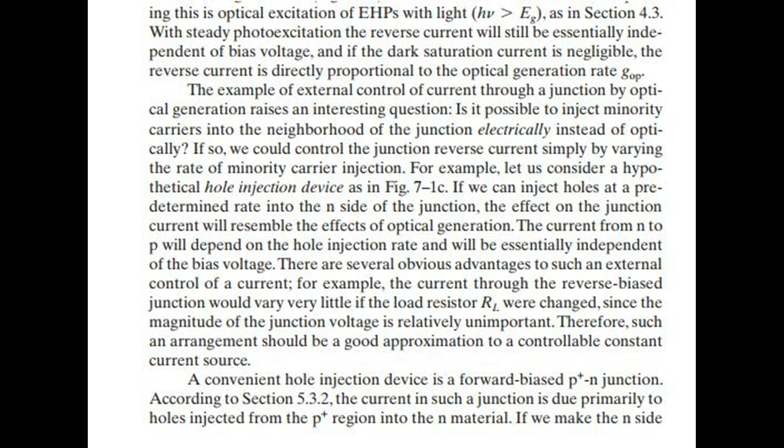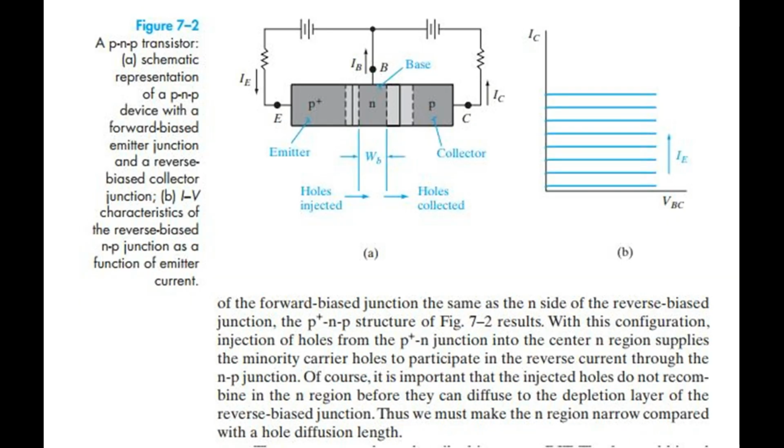A convenient hole injection device is a forward-biased P+N junction. According to section 5.3.2, the current in such a junction is due primarily to holes injected from the P+ region into the N material. If we make the N side of the forward-biased junction the same as the N side of the reverse-biased junction, the P+NP structure of Fig. 7.2 results. Figure 7.2: A PNP transistor. A. Schematic representation of a PNP device with a forward-biased emitter junction and a reverse-biased collector junction. B.